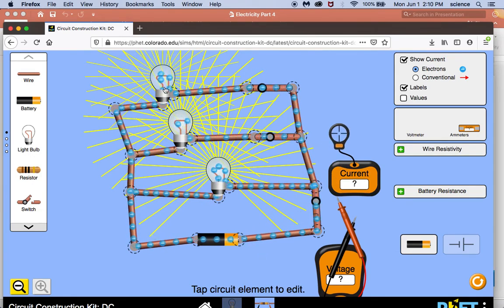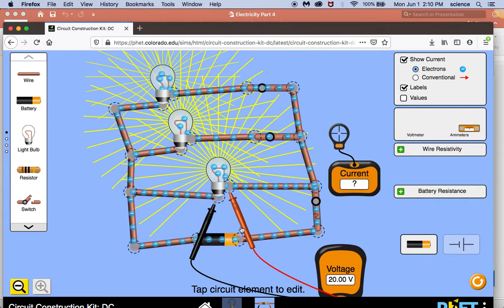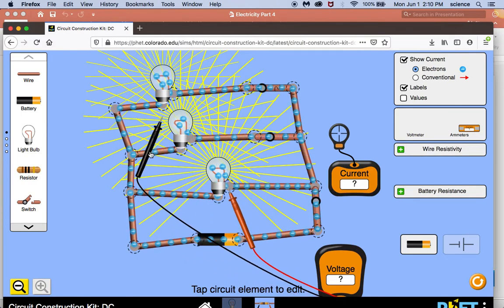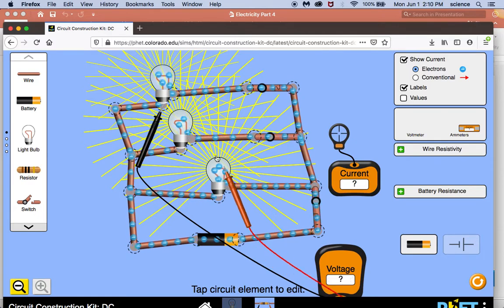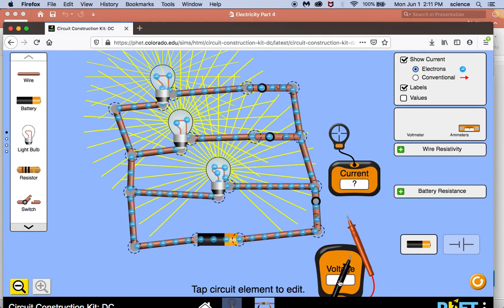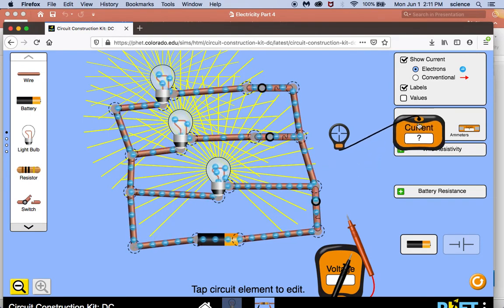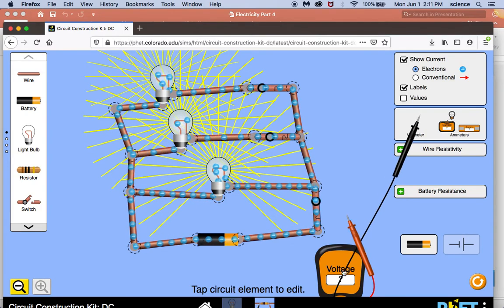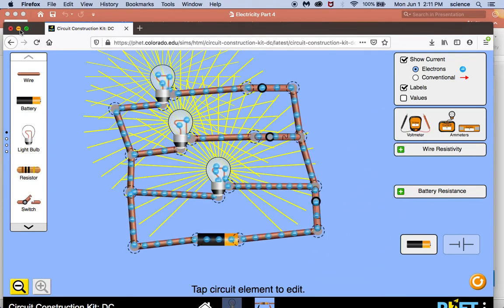So if I change the resistance of one of the bulbs, the voltage across them stays the same, right? So this is still going to be 20 volts because it's connected to the battery. The top one is still going to be 20 volts because they're in parallel, but the current has changed because I changed the resistance. So bulbs connected in parallel always have to have the same voltage, but they don't have to have the same current if they are not identical bulbs. I think we've answered most of those questions with the simulation. If not, you can certainly go back and play with the simulation yourself.